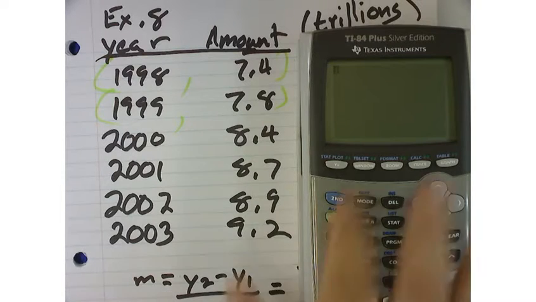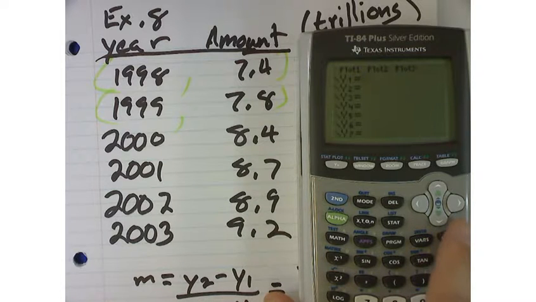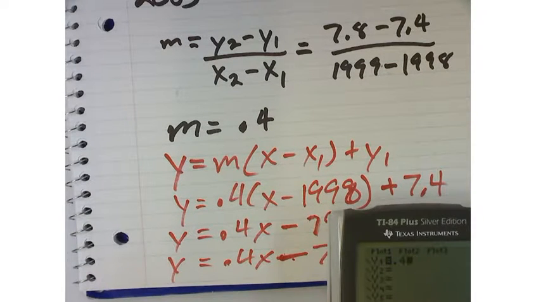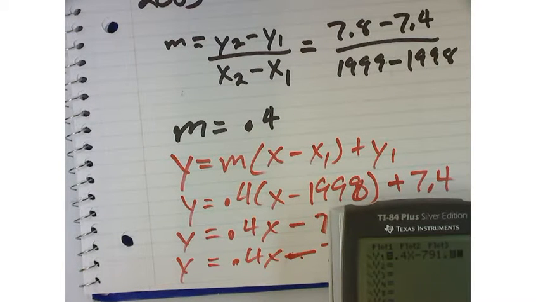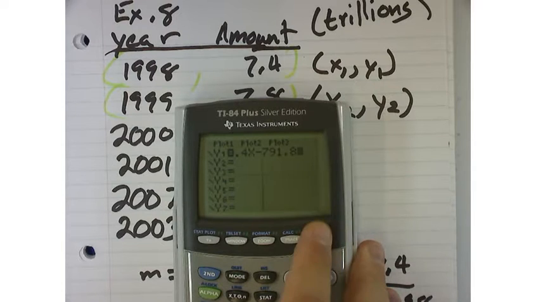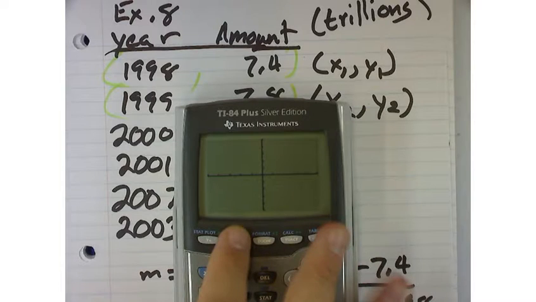To do the rest, the first thing I could do is take that equation and plug it in. The equation that I calculated was 0.4x minus, I think it was, 791.8, right? So I plug that in. Now, if I hit table, I can't see anything because it's a big number.